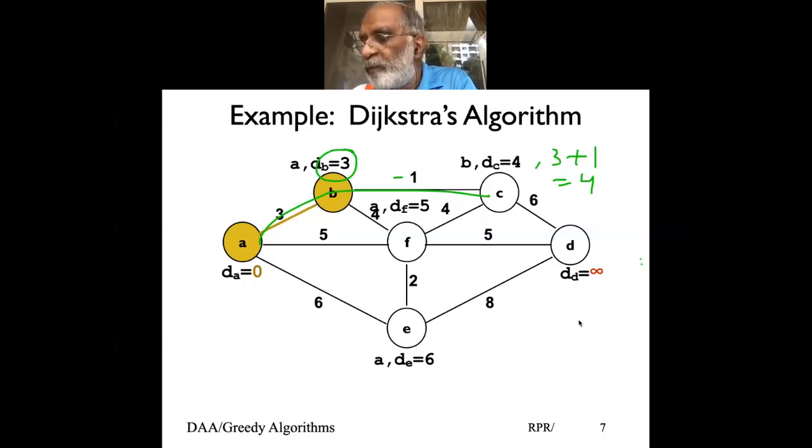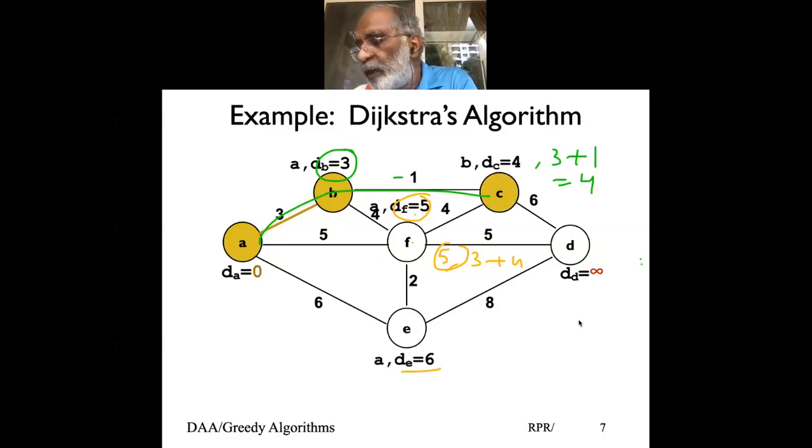Same way we look at F. The current cost of F is 5, but if I go via B, the cost of B is 3 and the cost of B to F is 4, which means via B it is 7. So the minimum of 5 and 3 plus 4 still remains 5. So we maintain this cost 5; we do not change it. Now same way look at E, the current cost is 6. Via B there is no edge, so we maintain this as 6 and continue.